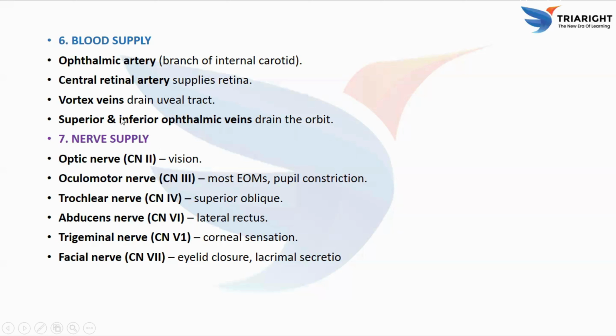Then the superior and inferior ophthalmic veins. These are the main veins which drain the orbit. They drain into the cavernous sinus. So infections from the face or orbit can spread to the cavernous sinus.